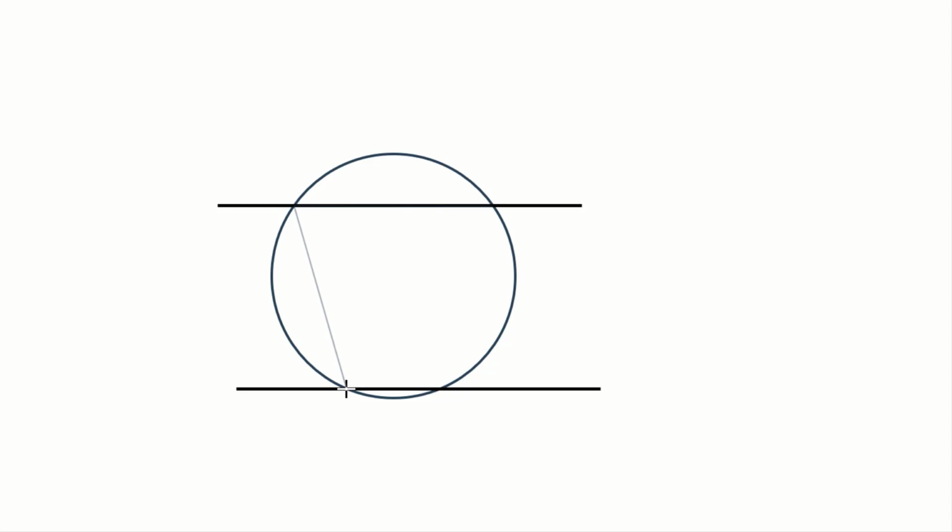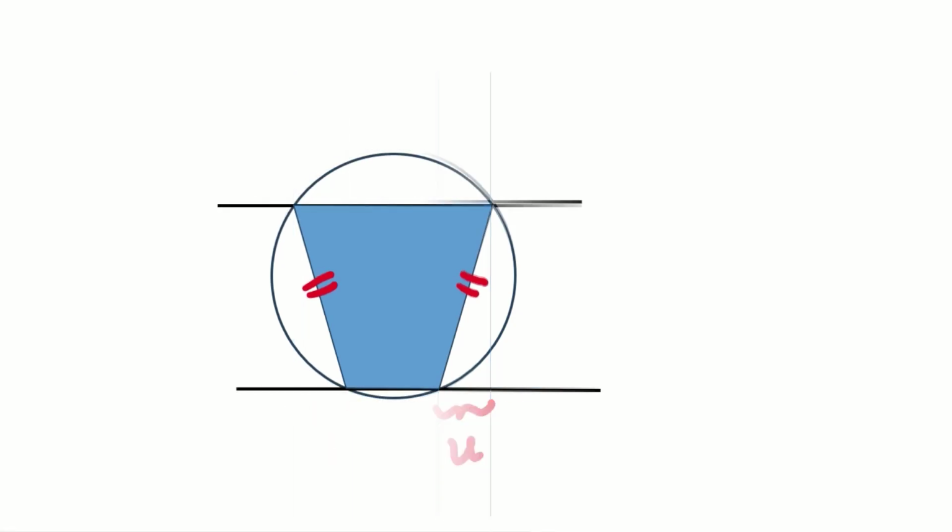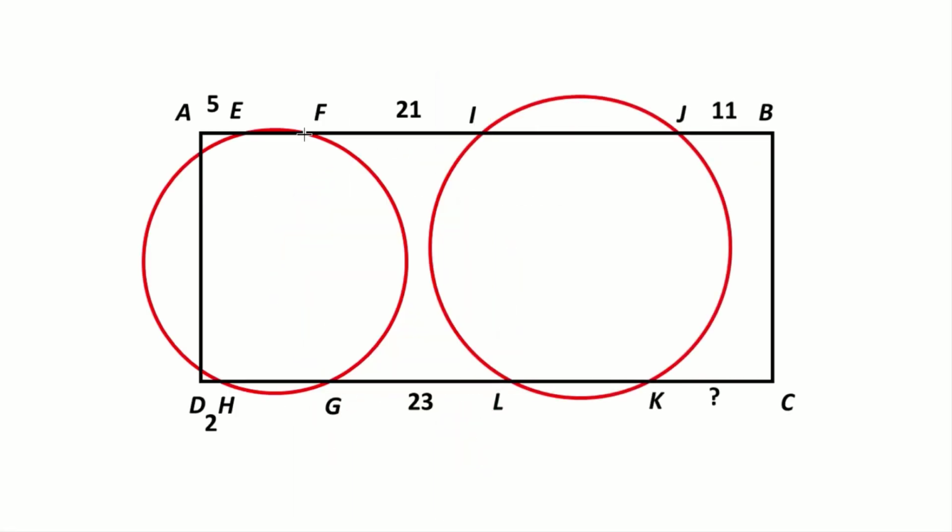To begin, we construct a circle and two parallel lines passing through the circle. We notice that these four intersection points form an isosceles trapezium, meaning the two slanting sides are of equal length. This further means that the two marked segments are of the same length. Let's denote this length as U. With this understanding, let's tackle our problem.